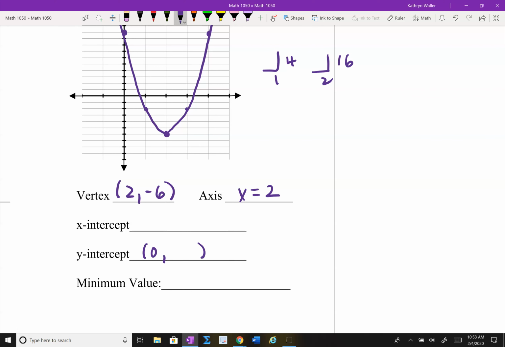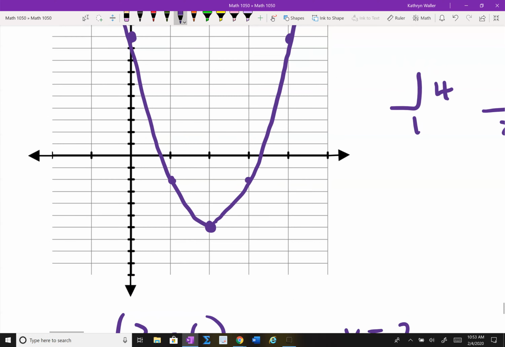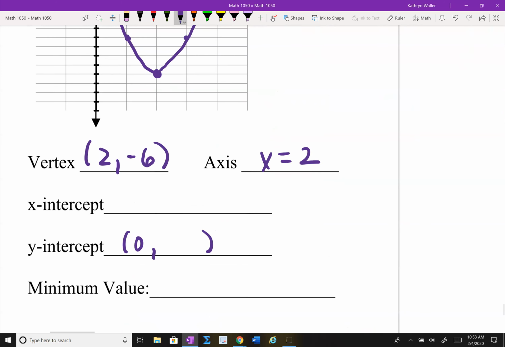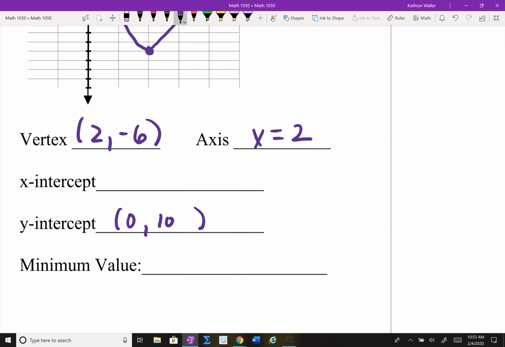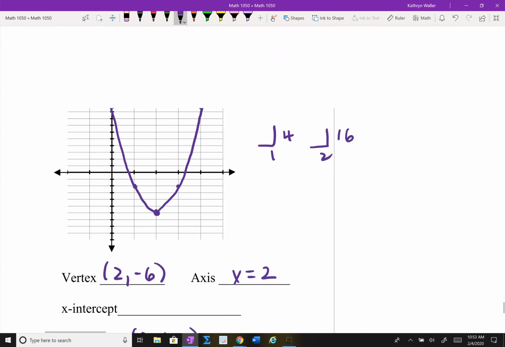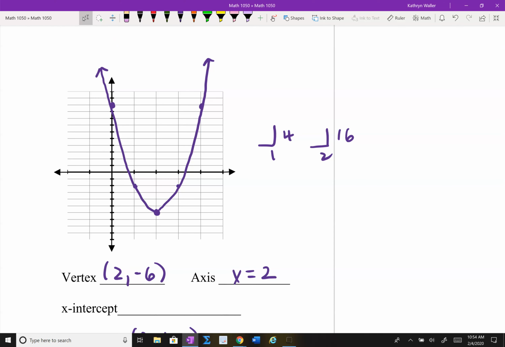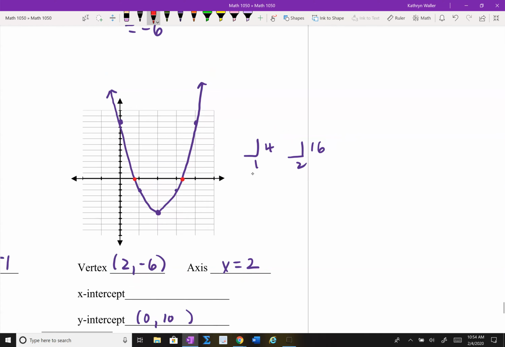Y-intercept, x is a 0, and y is going to be a 1, 2, 3, 4, 5, 6, 7, 8, 9, 10. 10, is that right, guys? Okay, minimum value, everybody tell me what that is. Y equals, what is it? Negative 6. Good. To find the x-intercept, you let y be a 0. I have to do it by hand because they're not clean. Do you see how this is not perfectly, in one of the corners, right, of that grid?